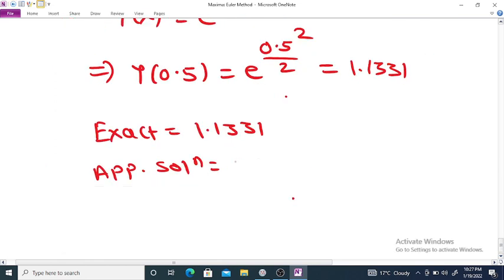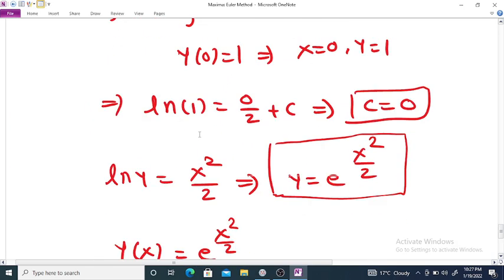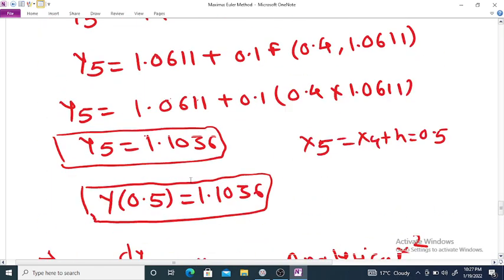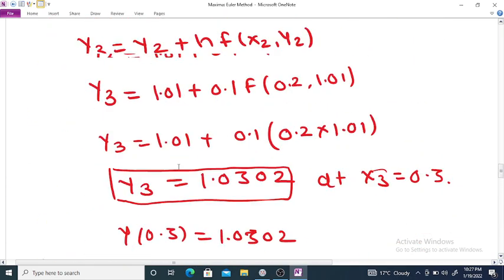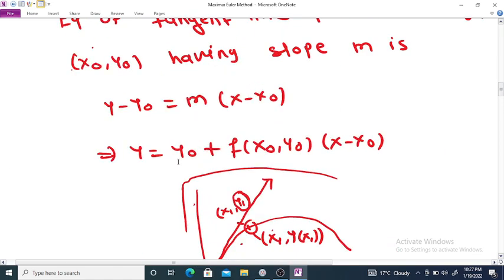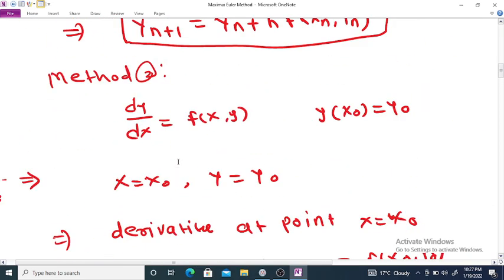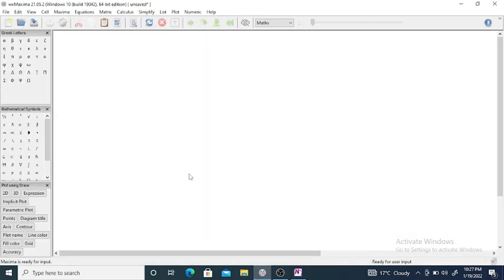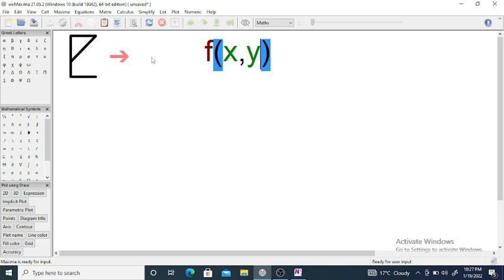But not every differential equation can be solved by using the analytical method. In that case, to obtain a solution, numerical techniques are very important. That is, you can solve the differential equation by using the Euler method, that is numerical techniques, which is not possible by using the analytical method. Now we are going to apply the Maxima software to solve this by the Euler method. First, we are going to write f of x, y is equal to x into y.